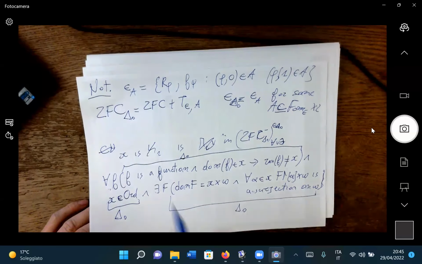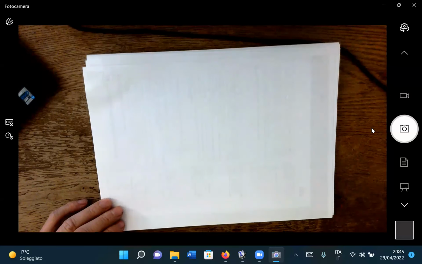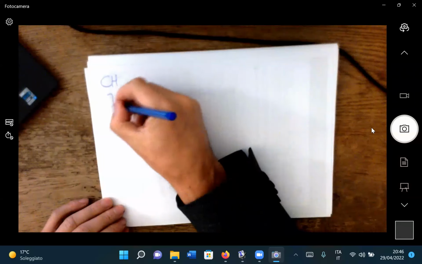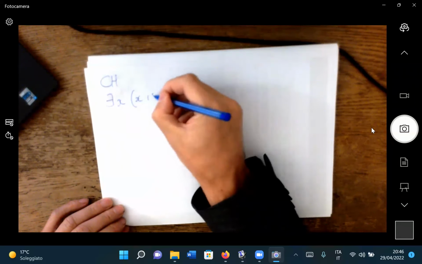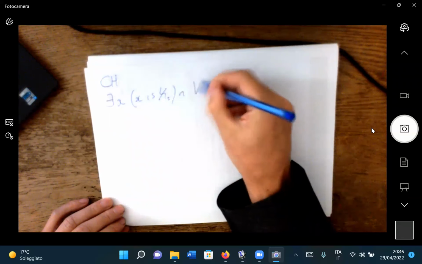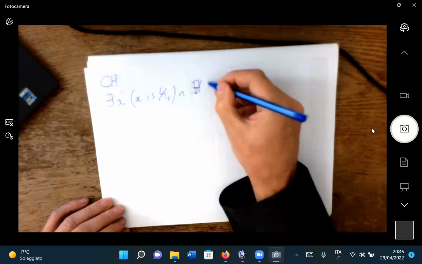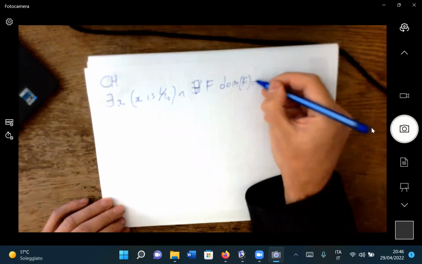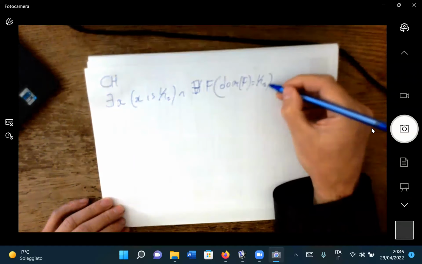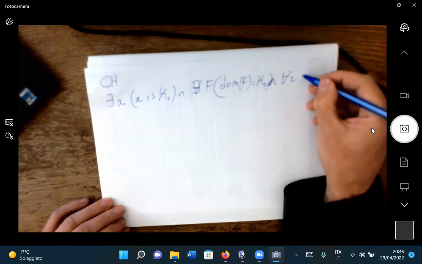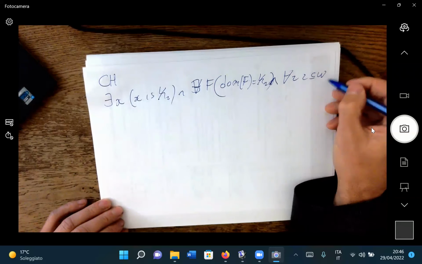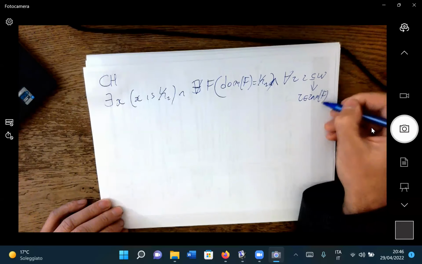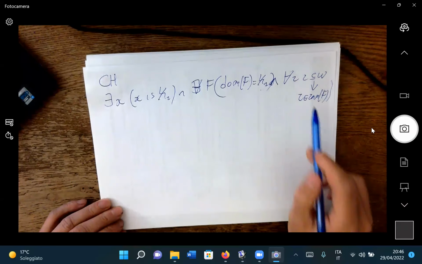And similarly, you can check that X is Aleph 2 is pi 1 wedge sigma 1. And so you can say CH. What is CH? There exists X, X is Aleph 1, and there exists F, dom F equals Aleph 1, and for all R subset of omega, R belongs to the range of F. So there is a surjection of Aleph 1 onto the reals.